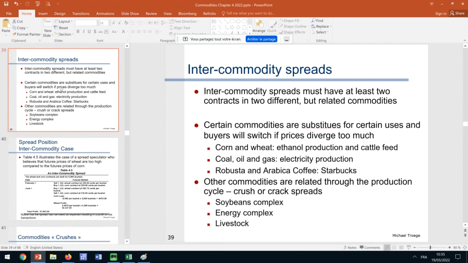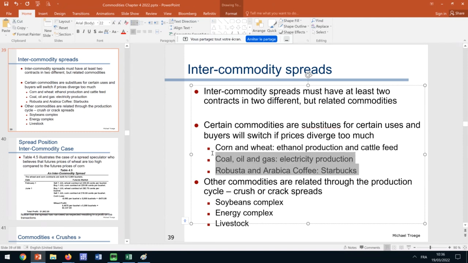So far we looked at calendar spreads and butterfly spreads. All of these were spreads in the same product at just different times, and then you can place bets on the change in the slope. But another very attractive trading strategy is to place bets on the different price movements across different markets. That's the inter-commodity spreads. Examples are corn and wheat, or coal, oil and gas, or Robusta and Arabica coffees.